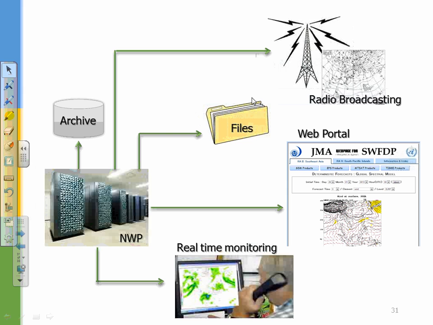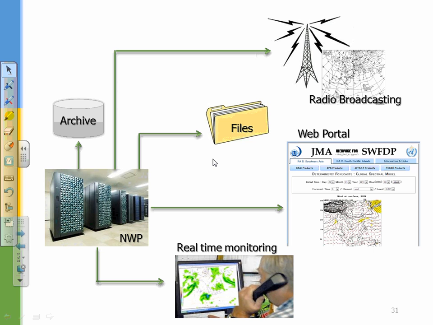So this is another NWP product flowchart, and this is very similar to the one I already showed. So the supercomputer basically makes all the NWP products and archives, disseminated in, for example, radio broadcasting in a text chart image. And also NWP results are used in real-time monitoring. So NWP products are provided in files or bulletins, for example, or as a DCPC product, the web page also provides an image of NWP results.